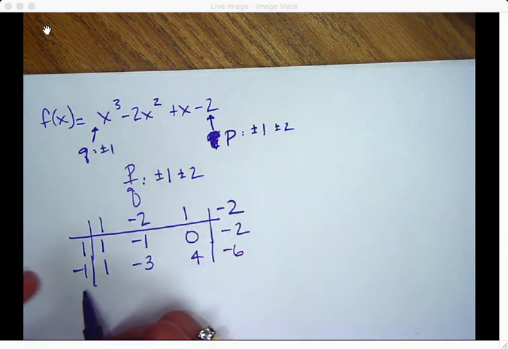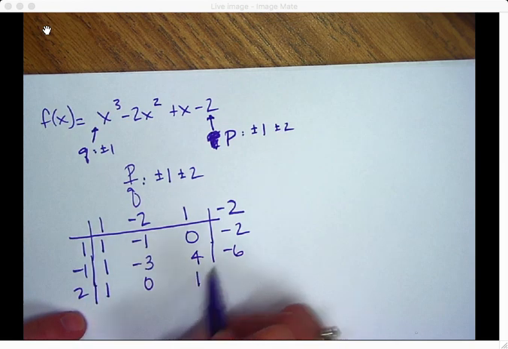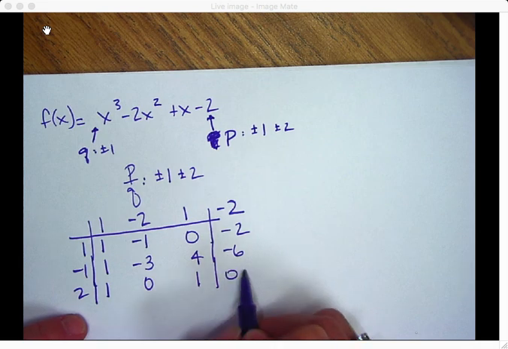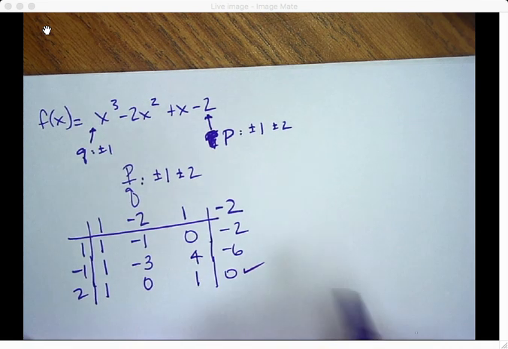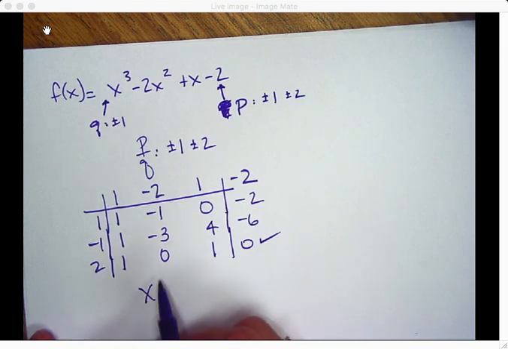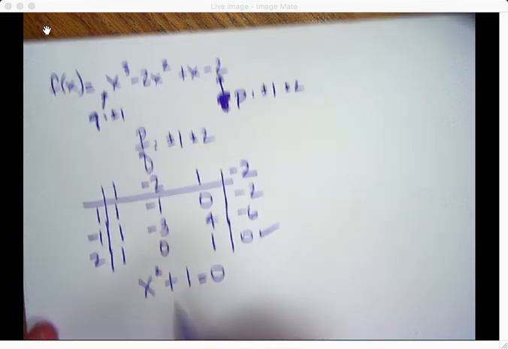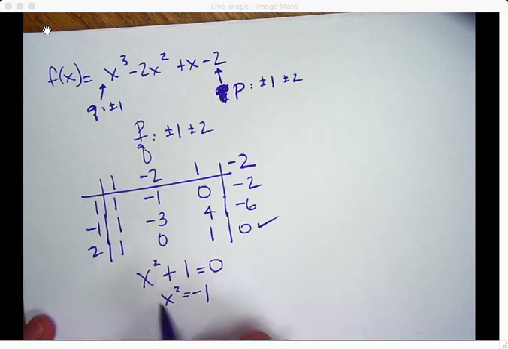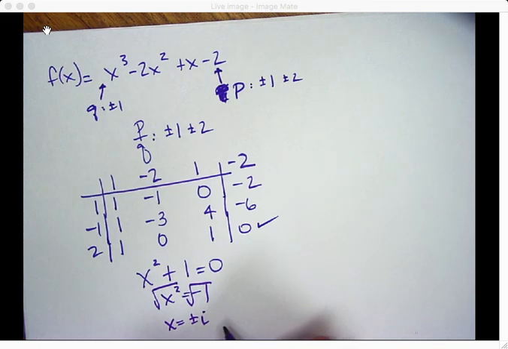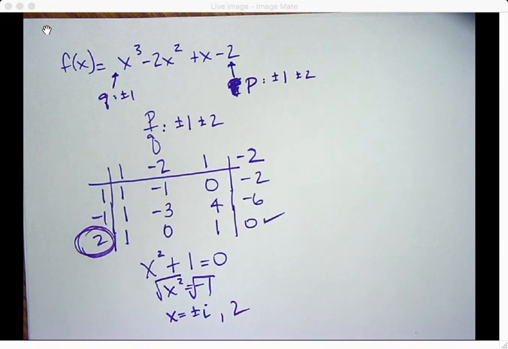Let's try another one. How about 2? 2 gives me 0, 0 gives me 1, 2. Okay, that one works. Again, I don't always know which one's going to work. The depressed polynomial here is x squared plus 1 equals 0. So if I solve this, x squared equals negative 1, and I take the square root, I get plus or minus i for 2 of my roots, plus that real root that I had already found.